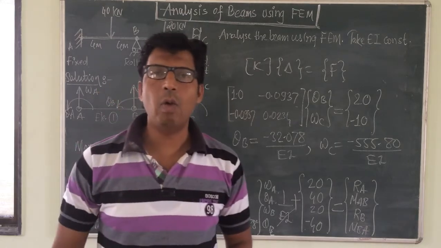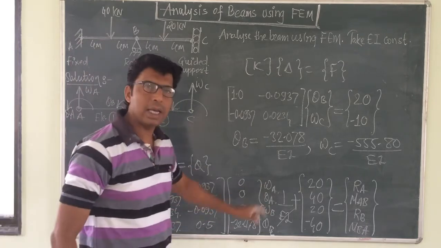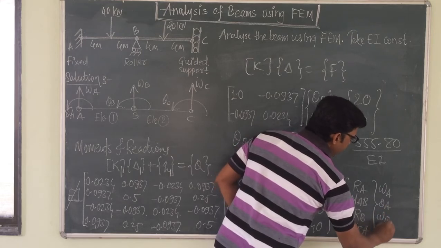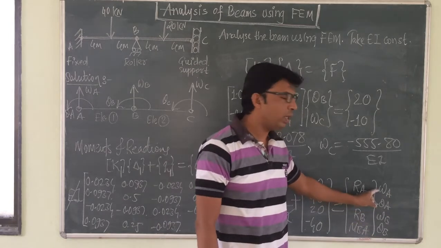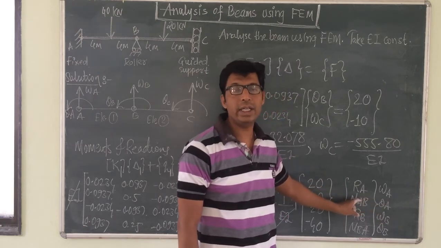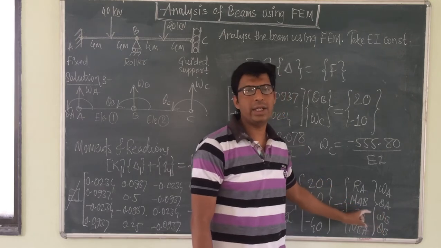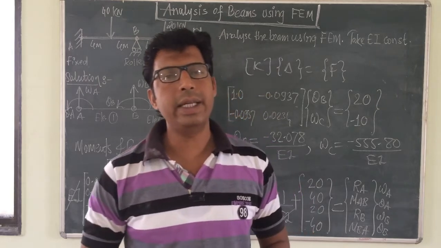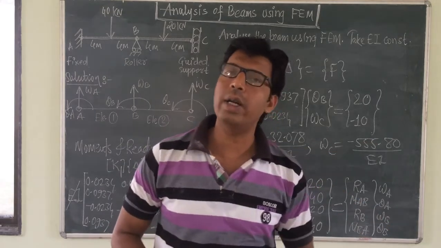and MB. Now why write down the reactions in this sequence? Because our displacements are WA, theta A, WB and theta B, in this sequence. If the unknown is WA, the corresponding action is the reaction at A. If the unknown is theta A, the corresponding action is the moment at A, that is MAB. If the unknown is WB, the corresponding action is the reaction at B. And if the unknown is theta B, the corresponding action is the reaction moment at B, that is MB. So always write down reactions and forces in the sequence of the unknown displacements.